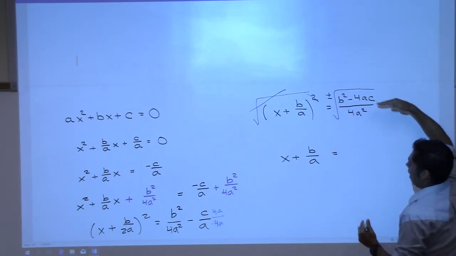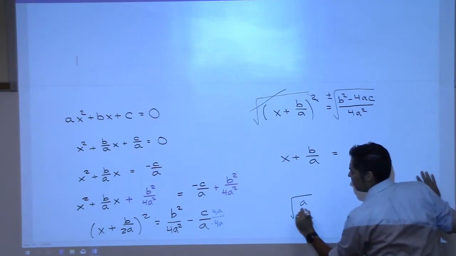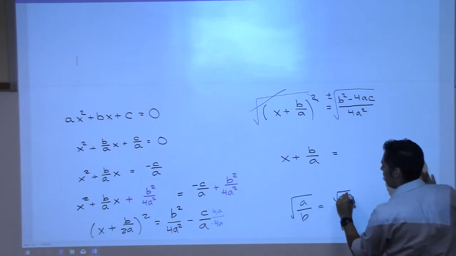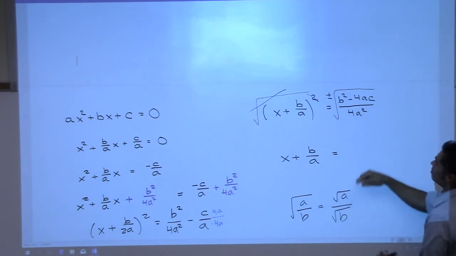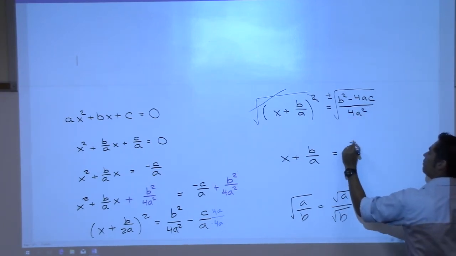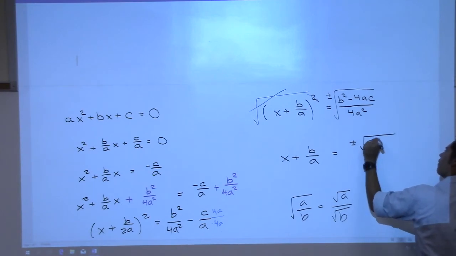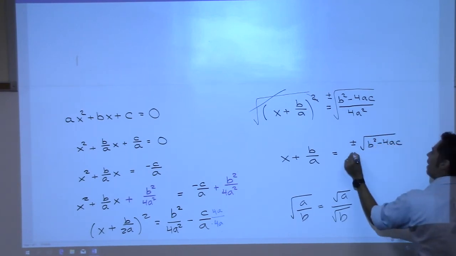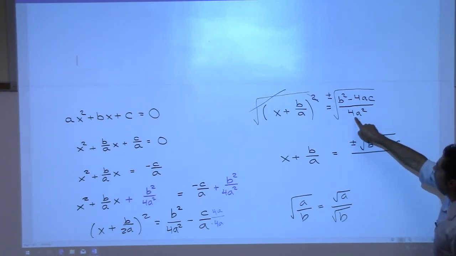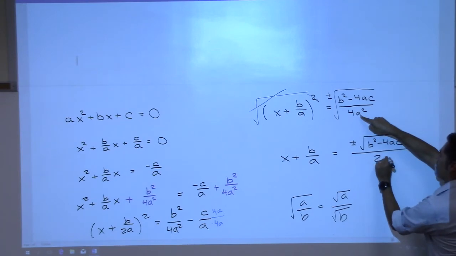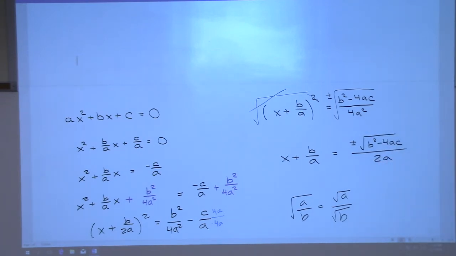This side, I have a square root, right? Now, when you have square roots with fractions inside of them like this, you're always allowed to split it up into two roots. So I'm going to do the root on top and the root on the bottom. But what's the square root of this? What's the square root of 4? 2. And what's the square root of a squared? A. So that's this, right? Y'all still there? Yeah. Okay.